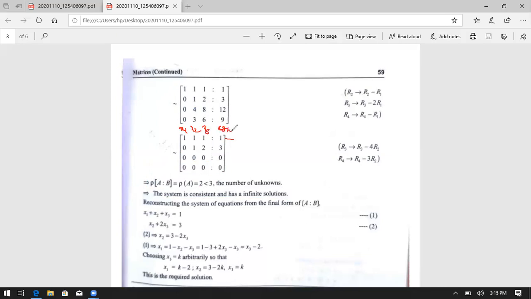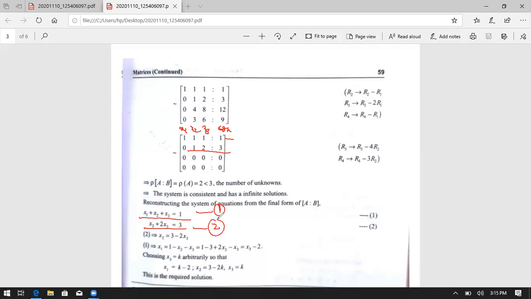Okay, reconstruct. This is x1 plus x2 plus x3 is equal to 1. I write here, this is equation 1. Next, second row: the 1 is there, 2 is there. First x1 is 0, so 0 times x1 removes x1. Okay, neglect x1. After that, x2 is there. x2 plus 2x3 is equal to 3. I write here x2 plus 2x3 is equal to 3. That is equation 2.